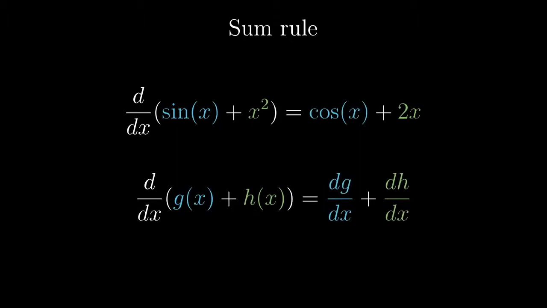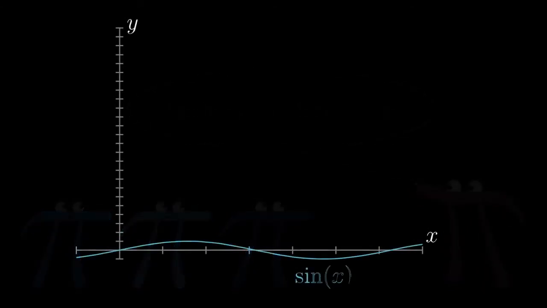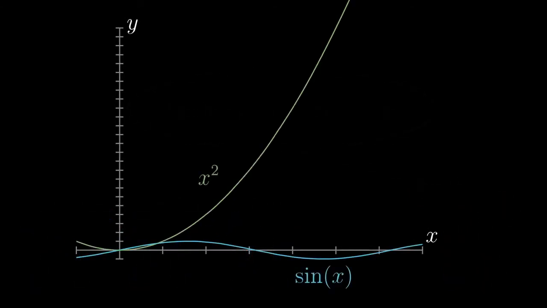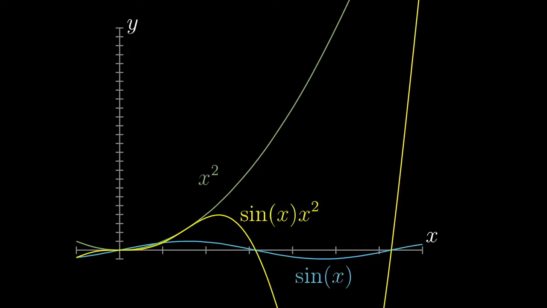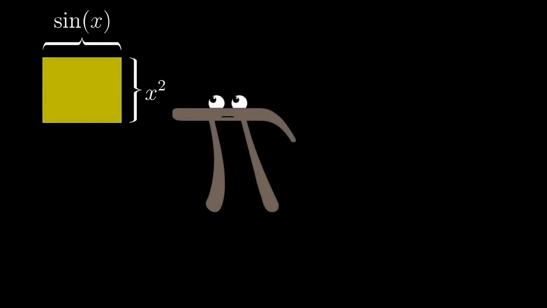But like I said, things are a bit different for products, and let's think through why. And let's think through why in terms of tiny nudges again. In this case, I don't think graphs are our best bet for visualizing things. Pretty commonly in math, at a lot of levels of math really, if you're dealing with a product of two things, it helps to understand it as some kind of area. In this case, maybe you try to configure some mental setup of a box where the side lengths are sine of x and x squared. But what would that mean?